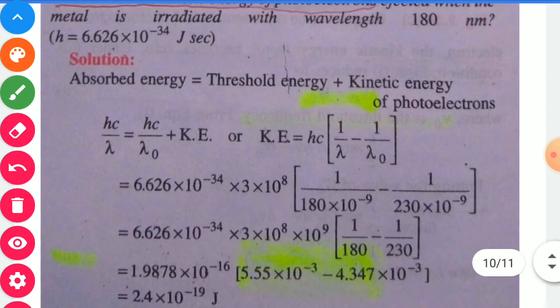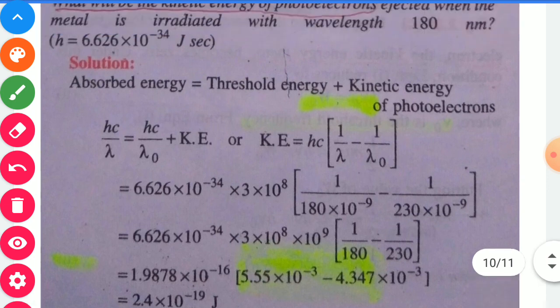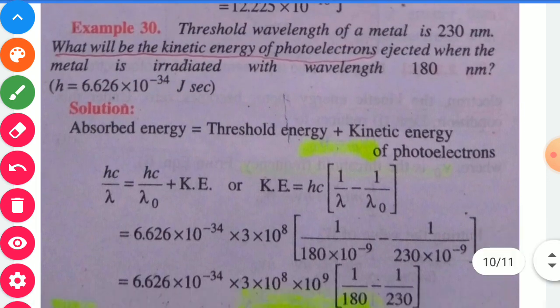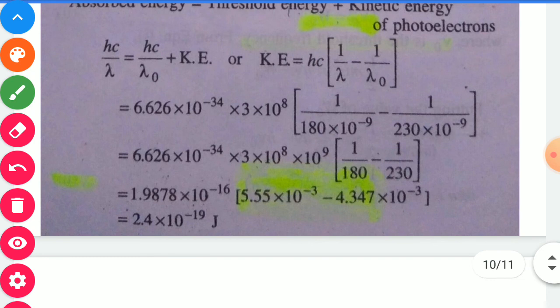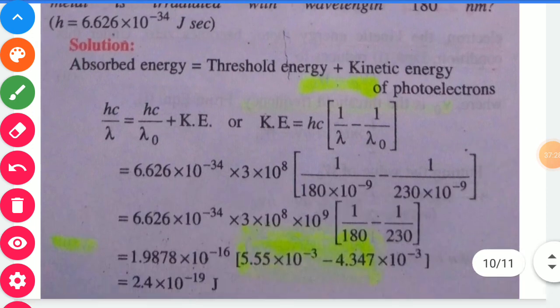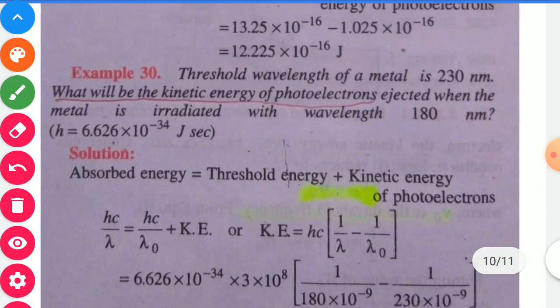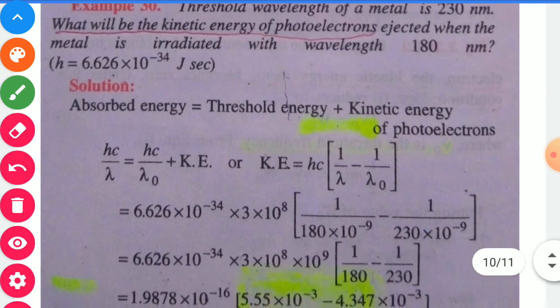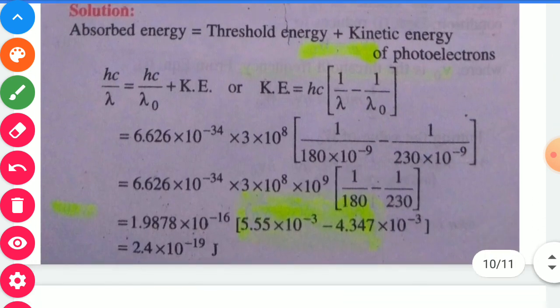So here we have to put the value. So 1 upon lambda, lambda value irradiated, that is the wavelength of irradiated light, 180 nanometer. So 1 upon 180 into 10 to the power minus 9 meter minus 1 upon lambda 0. Lambda 0, that is also given, 230 nanometer. So 230 into 10 to the power minus 9 meter.